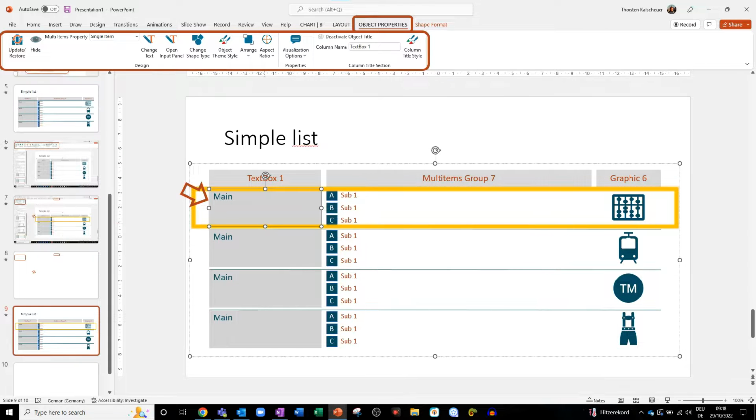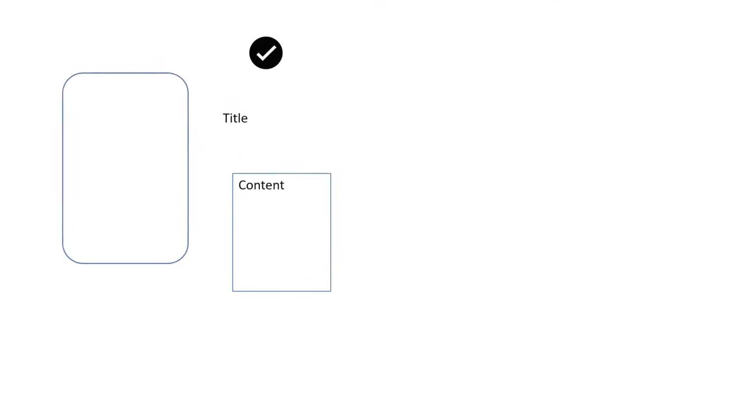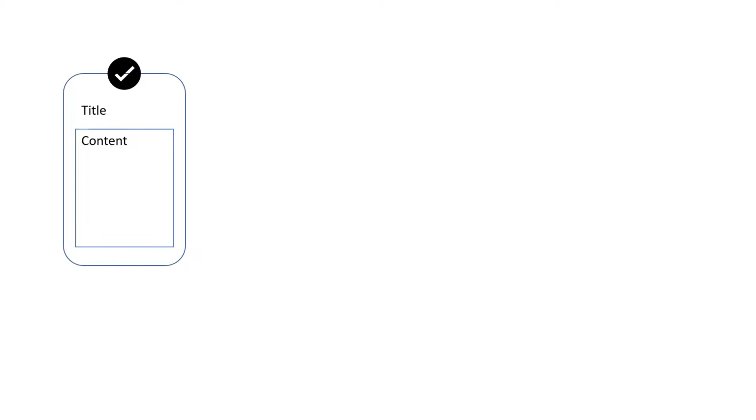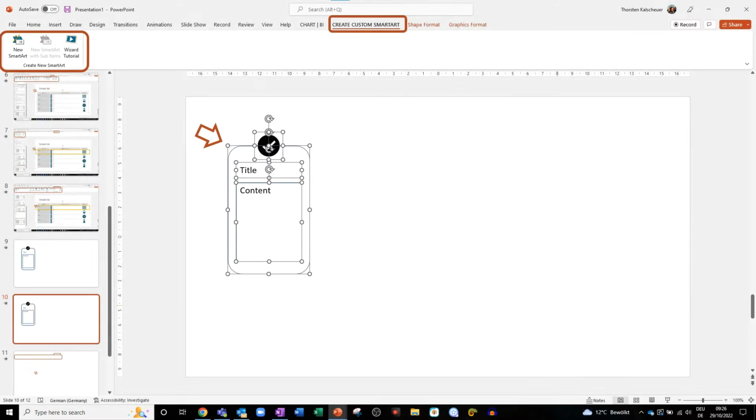You can create your own design with standard PowerPoint shapes, text boxes, icons, and more. Then, if you select all objects, the tab Create Custom SmartArt opens up in the ribbon and you can click on New SmartArt to open the wizard. The wizard helps you to transform your design into a fully customizable and flexible SmartArt. We have prepared a separate tutorial video for the wizard.